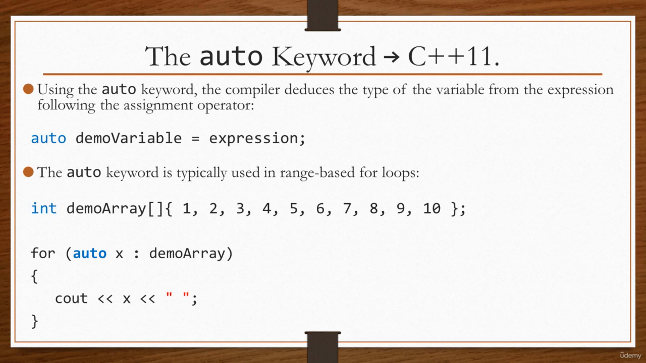And it's typically used in range-based for loops. So as you can see here, we have the demo array, which contains integers, and then we have the range-based for loop, and instead of using int, we use auto. And the type of variable that will be deduced here is, of course, integers. So we'll see a few examples in Visual Studio shortly.